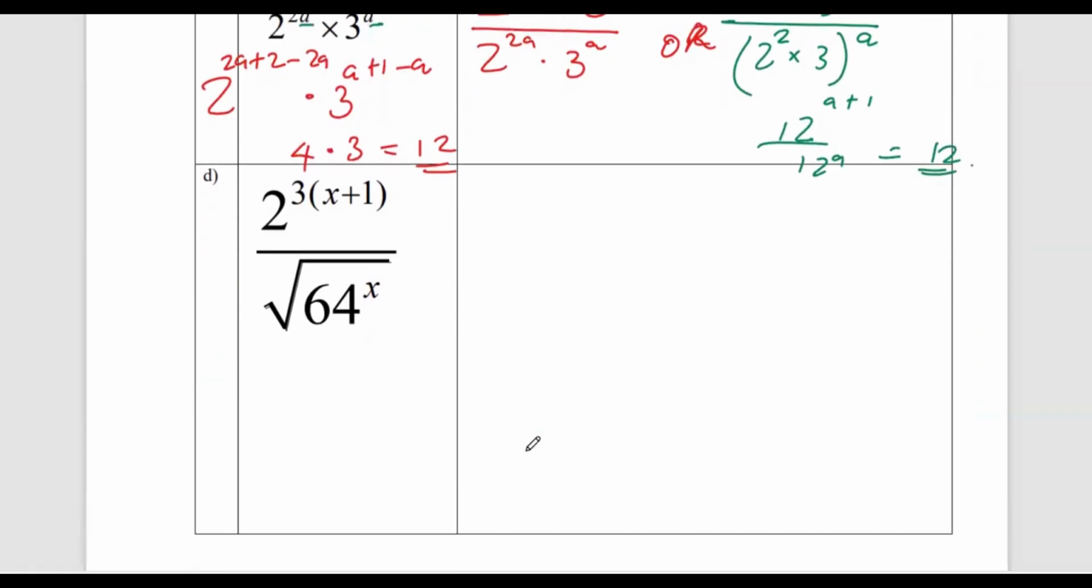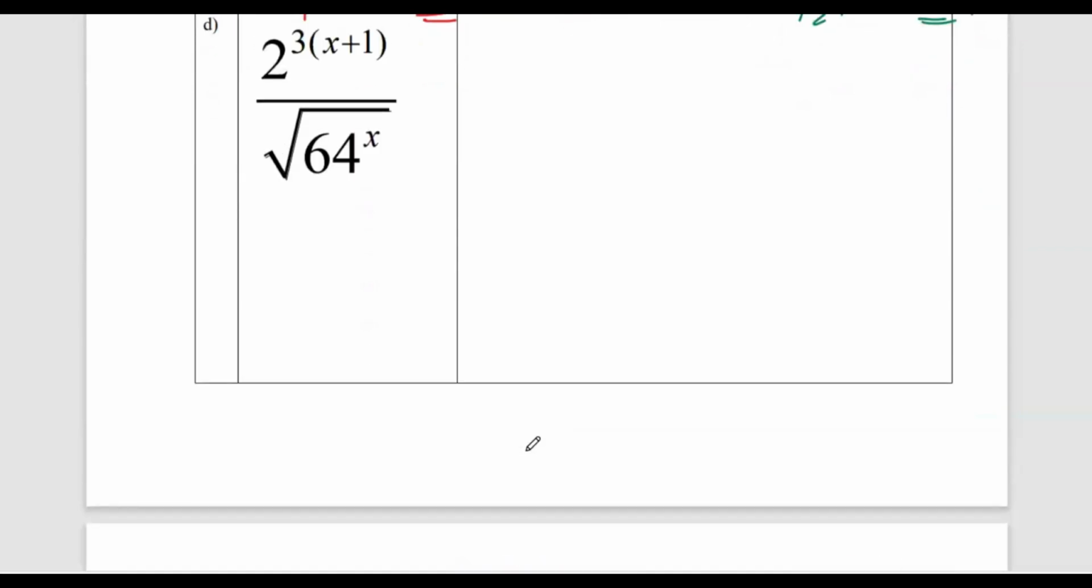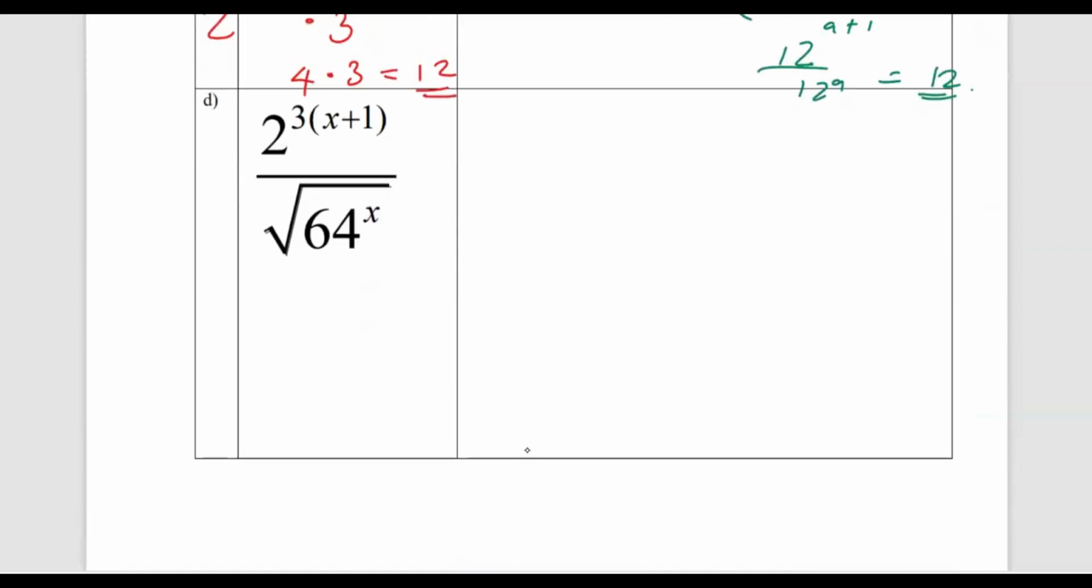Paddy. We have 2 to the 3 into x plus 1, over the square root of 64 to the x. Like, really? What's going on here? All right, let's make sense out of this whole thing, okay?